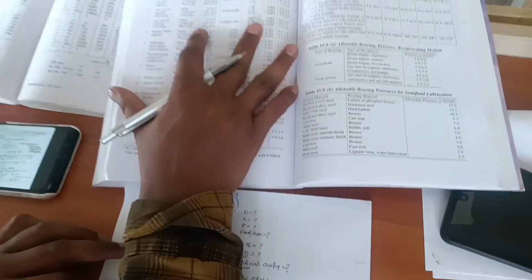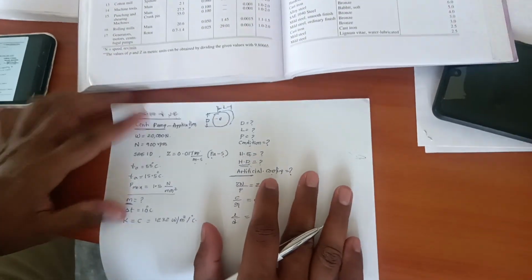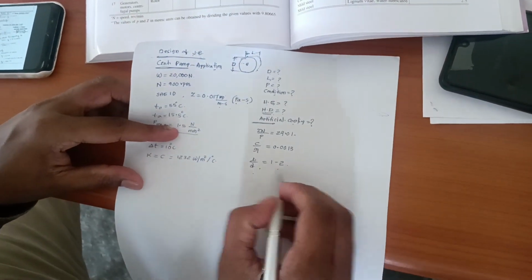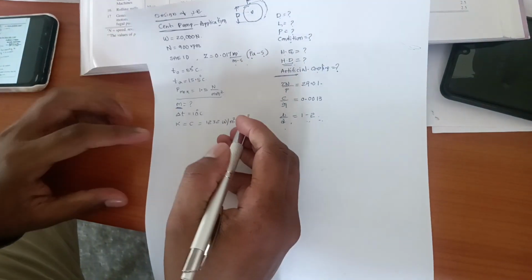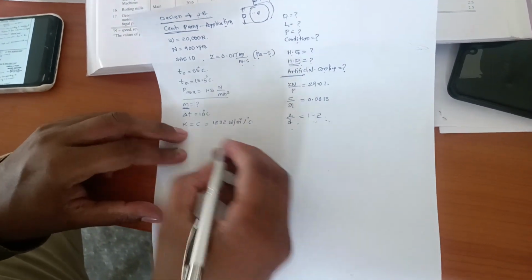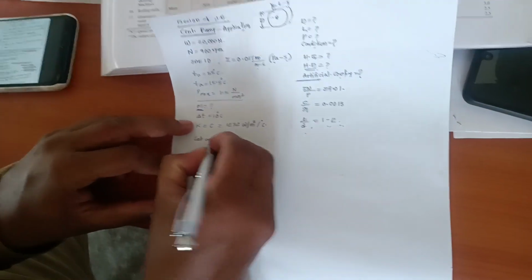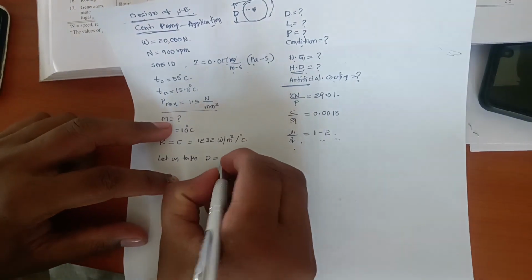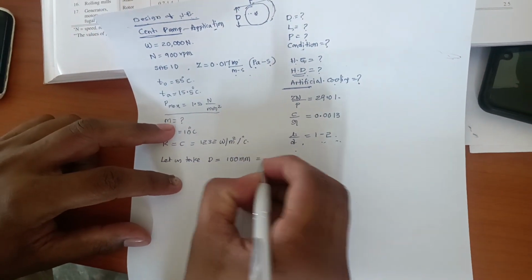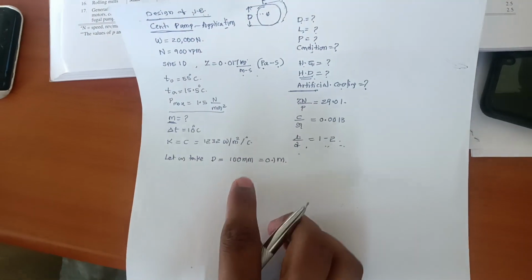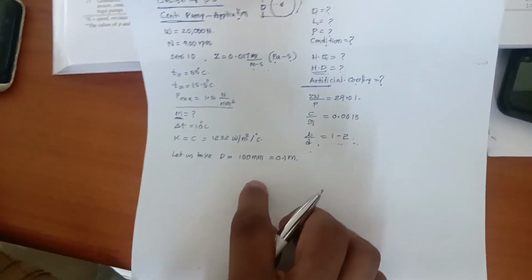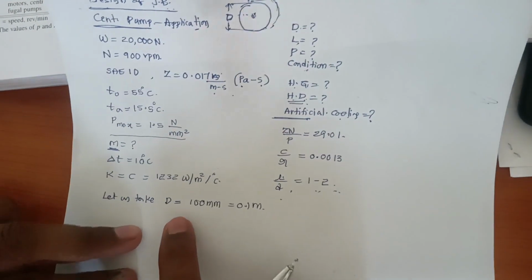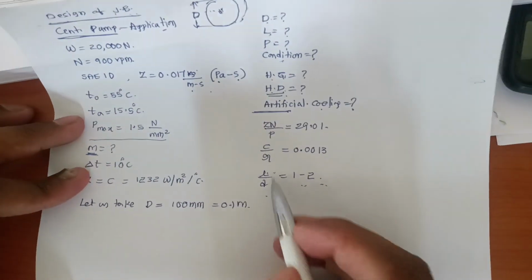This is the Mahadevan data book. Right, as I mentioned earlier, first you have to find out the diameter and length. Here they have given the L by D ratio, that is 1 to 2. Let us take D equal to 100 mm, that means 0.1 meters. Sometimes they mention the diameter, but here they have not given it, so you have to assume the diameter.